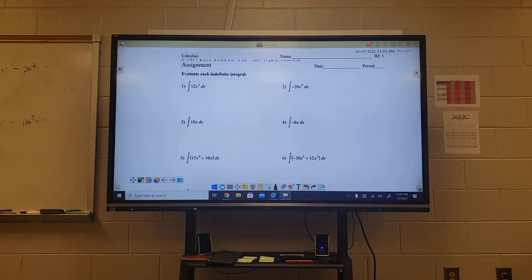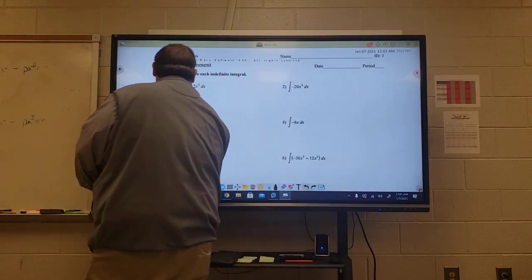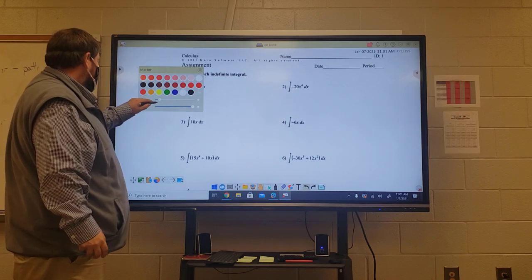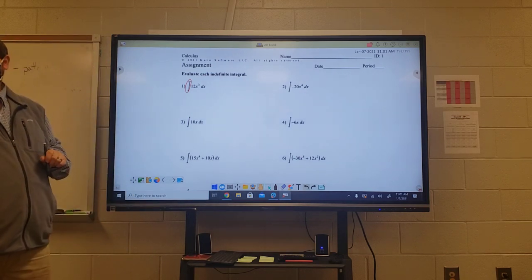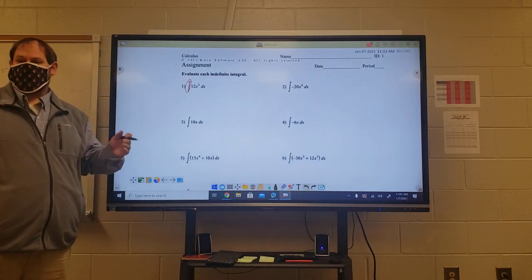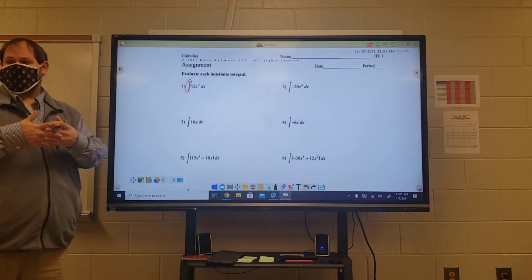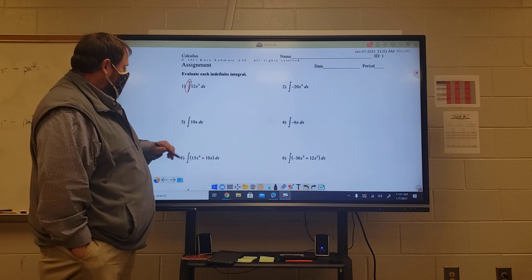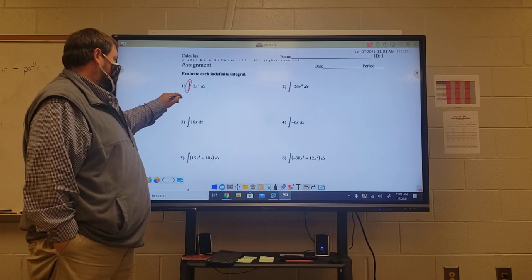All right, so let's take the first one. This symbol here, this means a couple of different things in this class. Concept-wise, they are different, but they're related, and they really look for the same thing at the end. So when we see this integral sign, this elongated S, that means find the antiderivative.